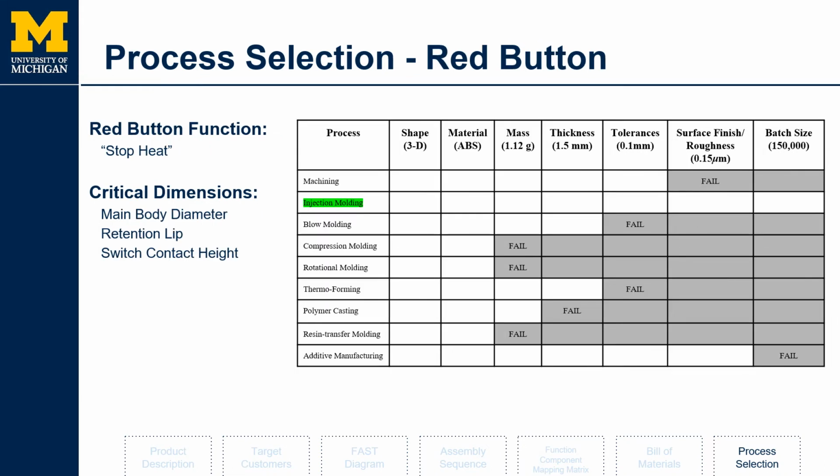To select a process to manufacture this red button, we kept in mind that the main function of this red button is to stop the heat, and the critical dimensions for this little part include the main body diameter, the retention lip, and the switch contact height. Through our process selection, it was determined that injection molding would be the best way to manufacture this.